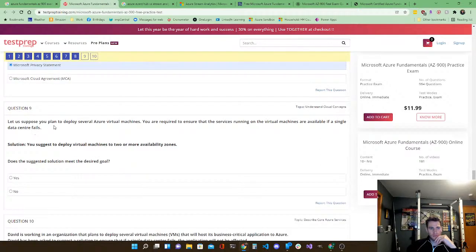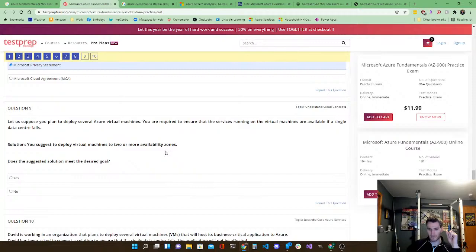Let us suppose you plan to deploy several Azure virtual machines. You are required to ensure that services running on a virtual machine are available if a single data center fails. You suggest to deploy virtual machines to 2 or more availability zones.